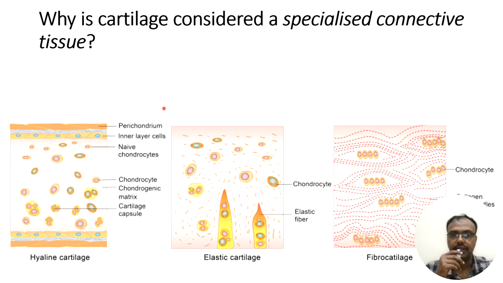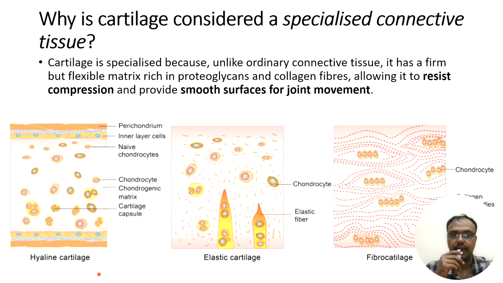Why is cartilage considered a specialized connective tissue? Cartilage is specialized tissue because, unlike ordinary connective tissue, it has a firm but flexible matrix rich in proteoglycans and collagen fibers, allowing it to resist compression and provide smooth surfaces for joint movement. So these are the cartilages: hyaline, elastic, and fibrocartilages.